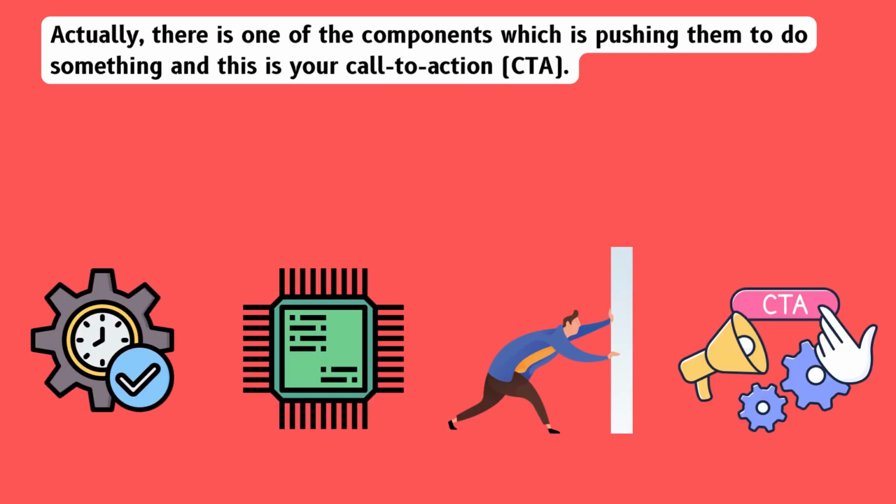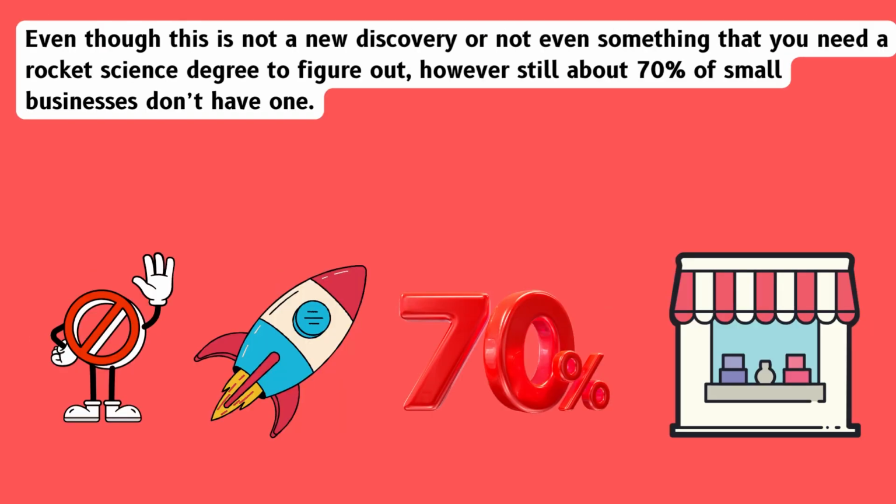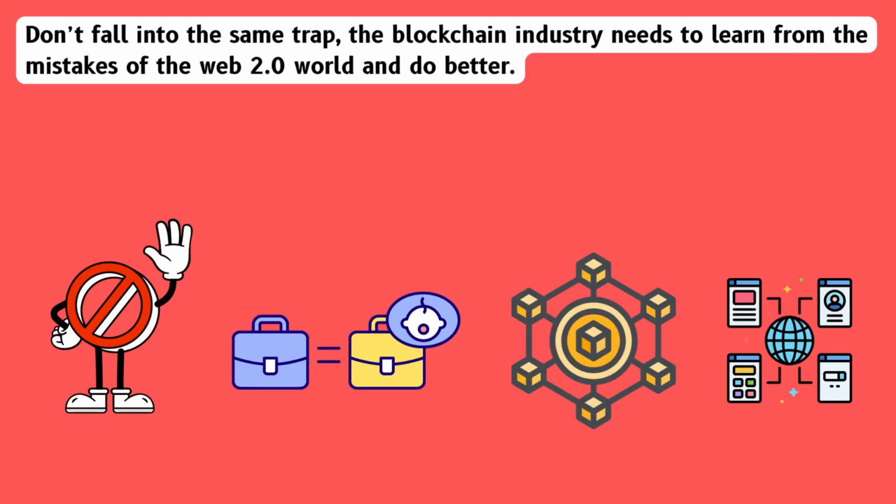Actually, there is one of the components which is pushing them to do something, and this is your call to action. Even though this is not a new discovery or not even something that you need a rocket science degree to figure out, however, still about 70% of small businesses don't have one. Don't fall into the same trap. The blockchain industry needs to learn from the mistakes of the Web 2 world and do better.